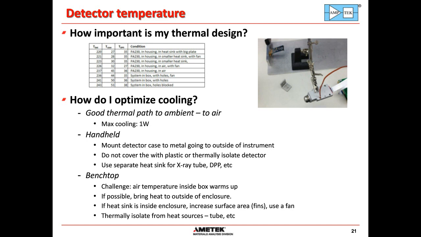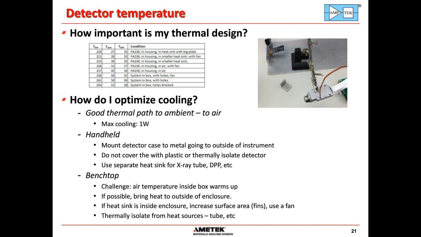You want basically a good thermal path to ambient air. There may be only a watt of heat to be dissipated, but if there's not a good path, that watt can cause a 20 or 30 or more degree temperature rise. So in a handheld analyzer, you really want to mount the detector case, that is the metal of the package, to some piece of metal that goes to the outside of your instrument. I've seen handhelds where they mount this metal to a piece of plastic, or they mount it to metal and then encase that metal inside plastic, and they lose 10 or 15 degrees right there.